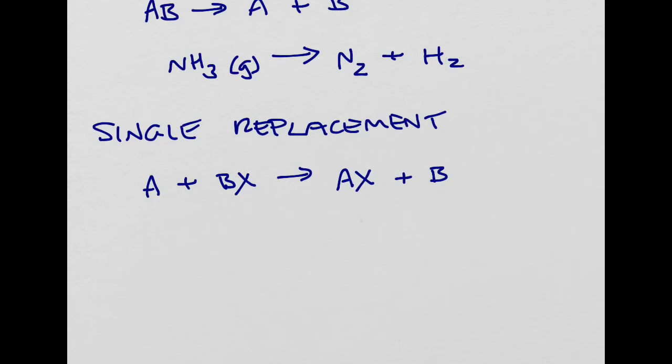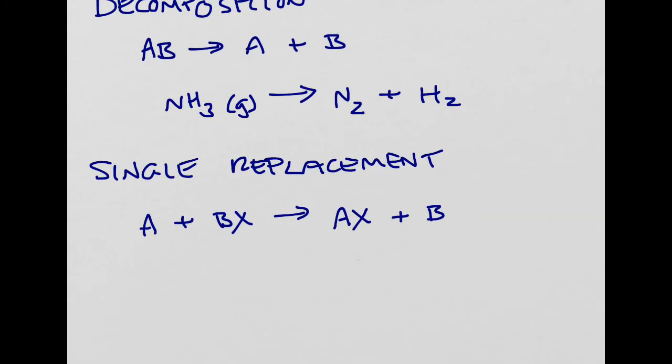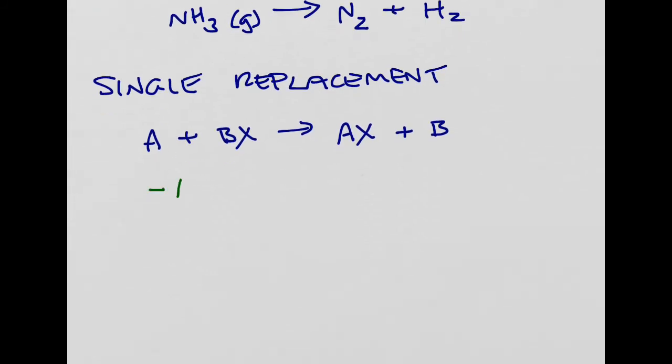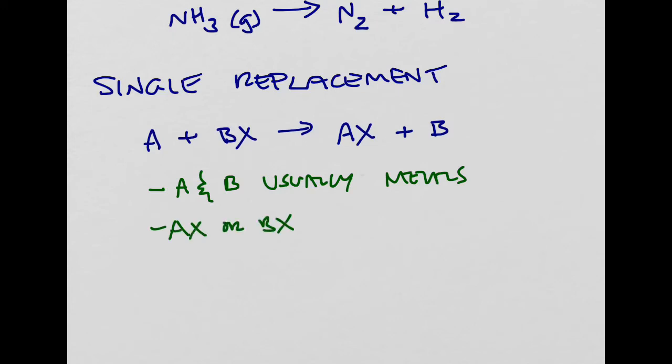So let me just write those two little notes. Am I doing notes in green? Yes, I am. Notes in green. So A and B are usually metals, and either AX or BX are usually ionic compounds.